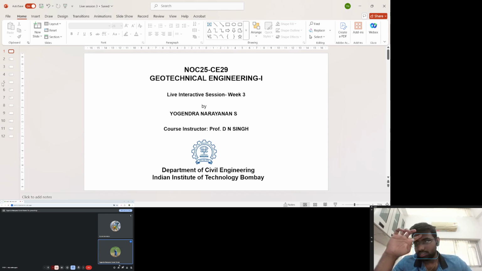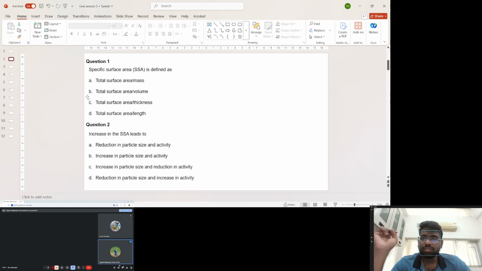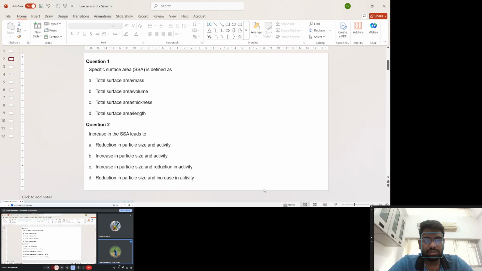Some of the questions which we have: the first question, specific surface area, SSA, is defined as: option A, total surface area by mass; option B, total surface area by volume; option C, total surface area by thickness; and option D, total surface area by length.